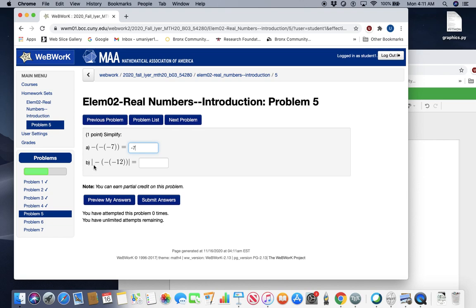Here, absolute value of negative, negative, negative. So that's absolute value of something 12. Well, absolute value only gives you the number inside. The negatives all get taken away by the absolute value.